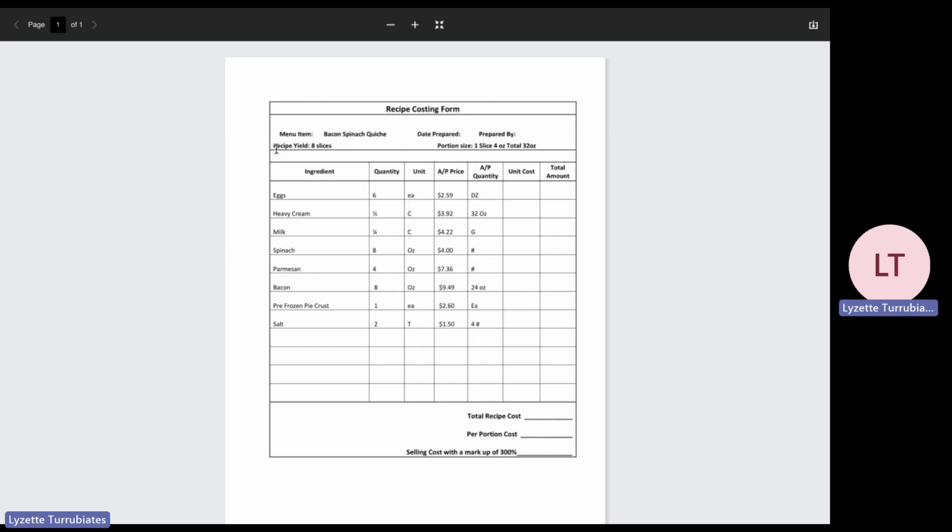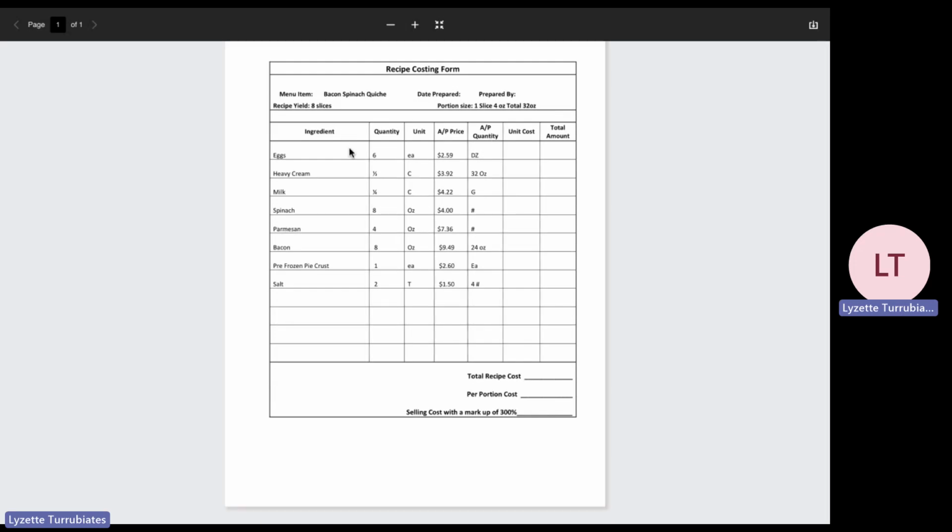Recipe yield is how much this recipe is going to make, whether it's 3 quarts of chicken salad, right, or 12 slices of banana nut bread. But for this particular recipe, it's going to make 8 slices of the quiche. Our portion size is 1 slice, and 1 slice is going to equal 4 ounces. So the total amount of ounces for the whole quiche is going to be 32 ounces, right? Because 8 times 4 would be 32 ounces.